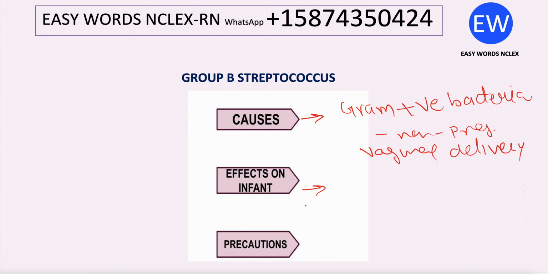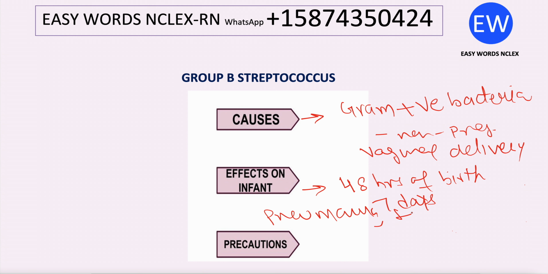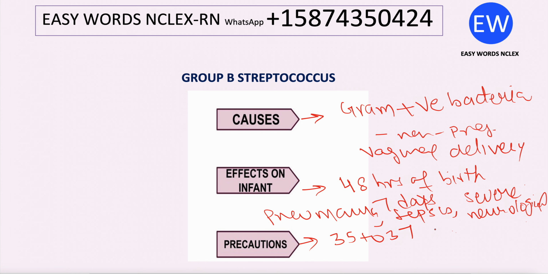Effects on the infant: how can it affect the infant? The infant may develop the infection within 48 hours of birth, or it may take a week for the infant to show symptoms of infection, such as symptoms of pneumonia. It may cause sepsis in the newborn, or it may cause severe neurological issues in the infant. What do we do to prevent this? At 35 to 37 weeks of pregnancy, we do cultures from the vaginal secretions and from the rectum, and antibiotics are initiated during labor and birth, and we maintain contact precautions for this one.